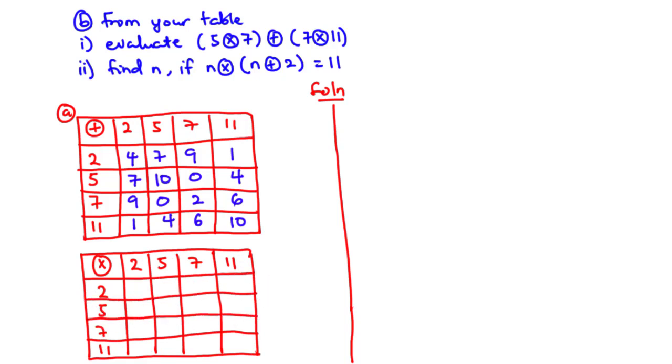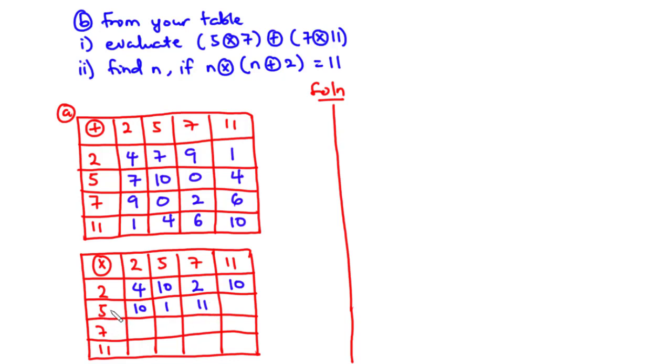So for the multiplication table, 2 times 2 is 4, 2 times 5 is 10, 2 times 7 is 14 divided by 12, 1 remainder 2, 2 times 11 is 22 divided by 12 is 1 remainder 10, 5 times 2 is 10, 5 times 5 is 25 divided by 12 is 2 remainder 1. 5 times 7 is 35 divided by 12 is 2 remainder 11.